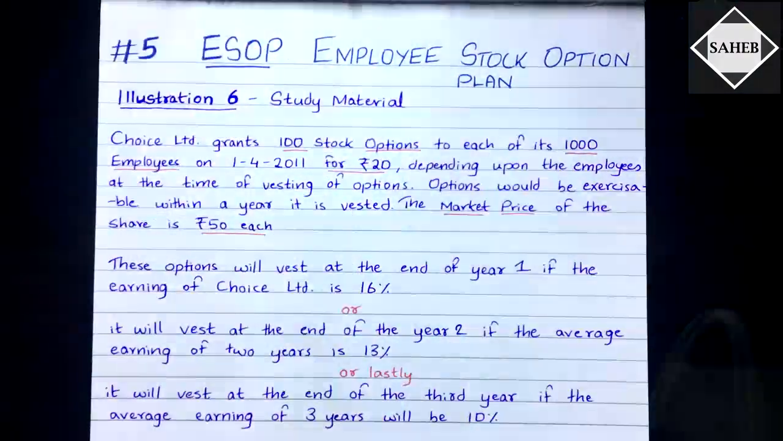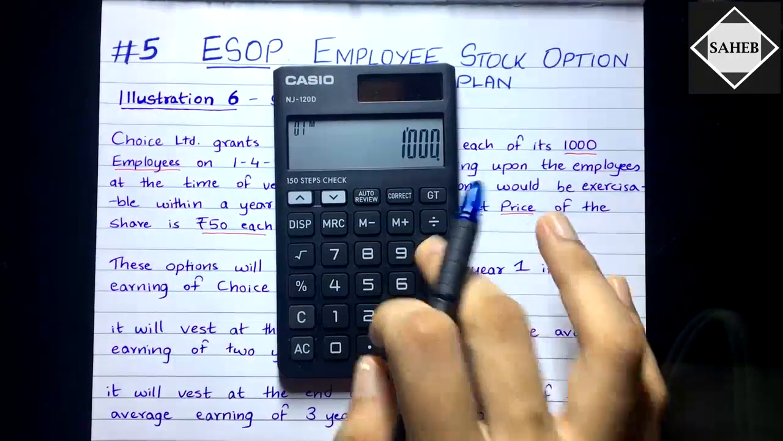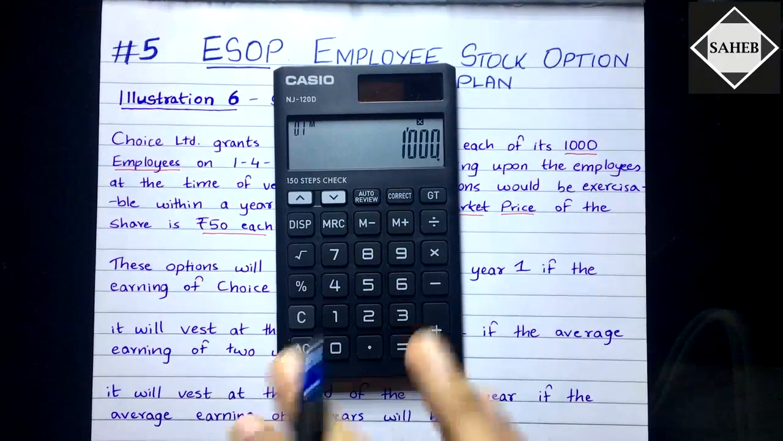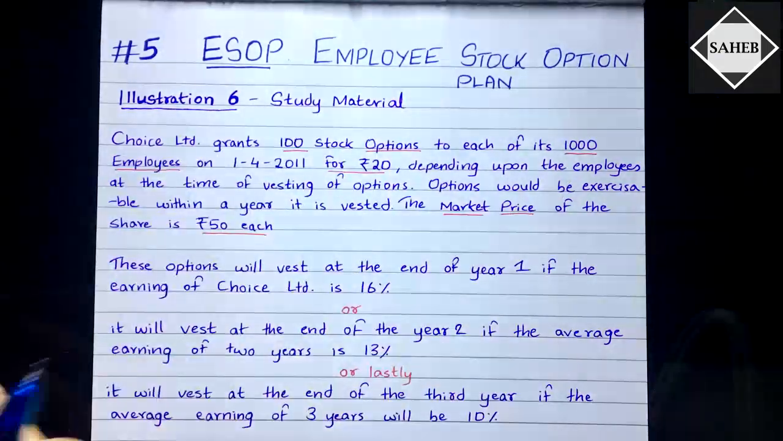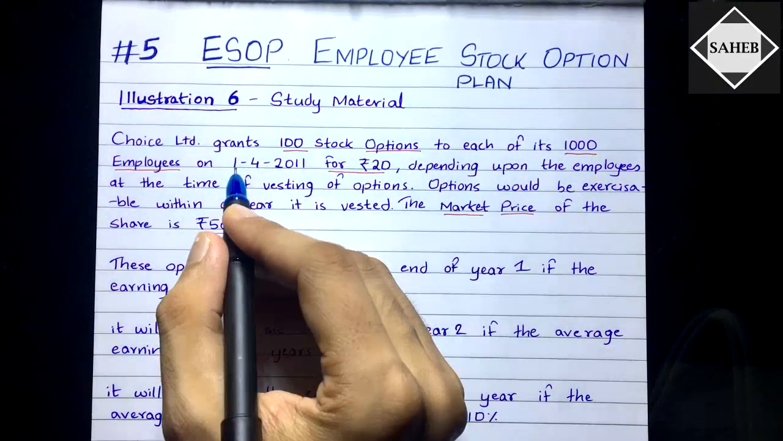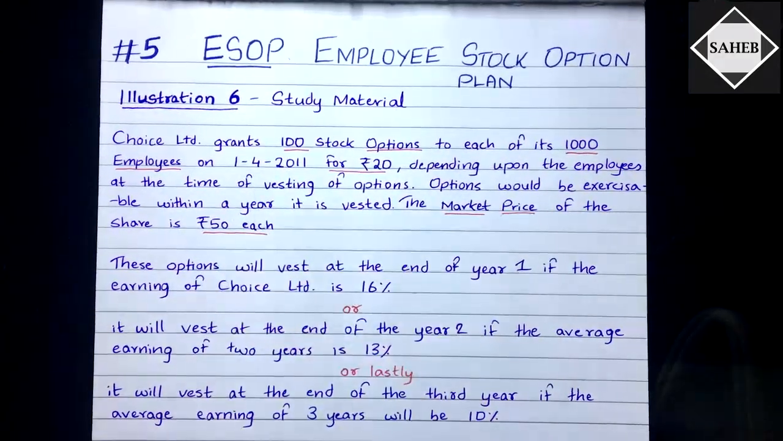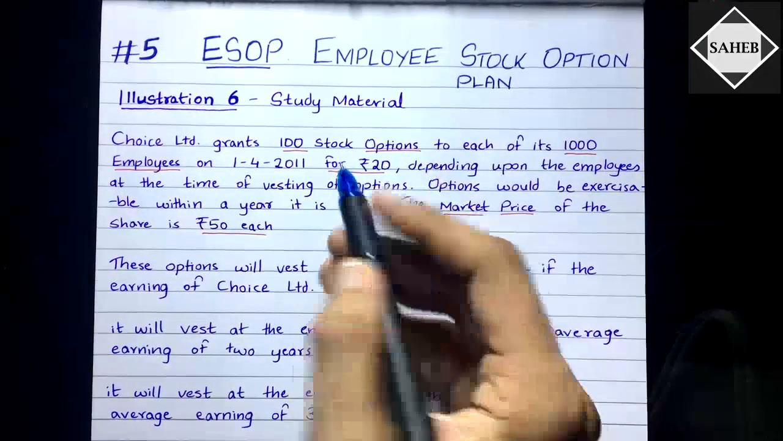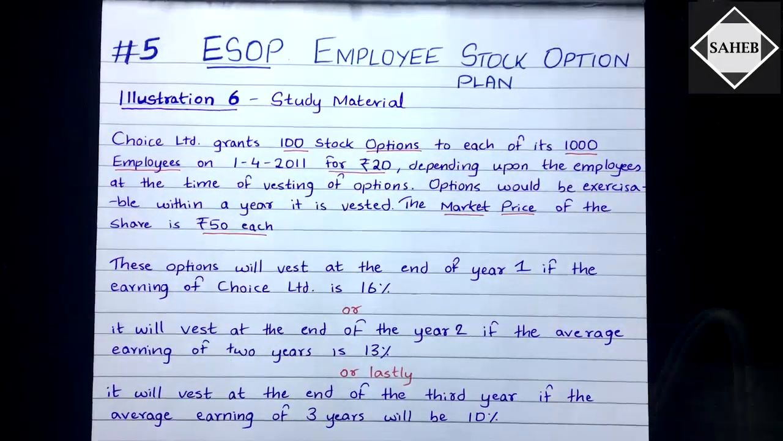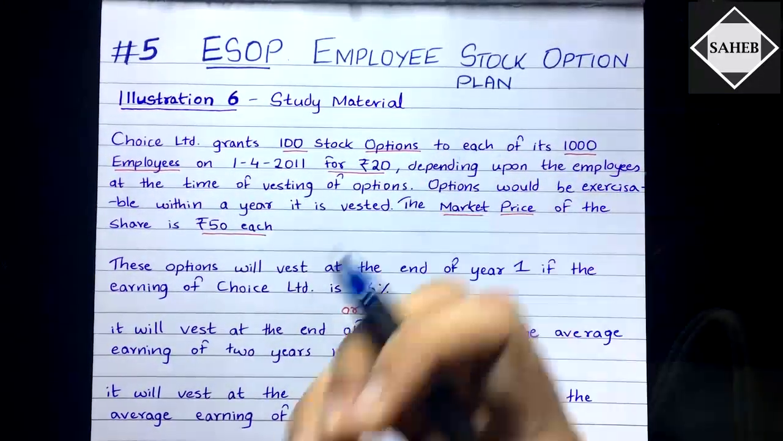So just multiply that, you will get the total number of options being offered by the company, right? 1,000 employees are there, to each of them 100 options are being offered. So 1,000 into 100, that's equal to 1 lakh. So 1 lakh options are offered in total, 1 lakh number of ESOPs. Is that clear? Yes. And this is done on the date, on which date? On the grant date, the date at which the ESOPs are offered. 1st April 2011, right, it's the grant date. And then the price at which these stock options are offered is rupees 20. So that's the exercise price, the concessional price at which the ESOPs are offered.